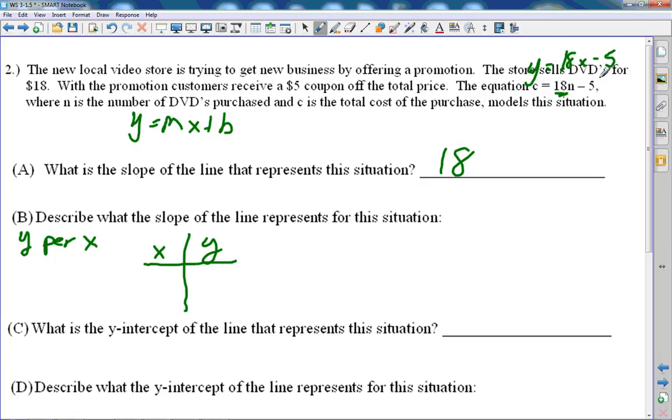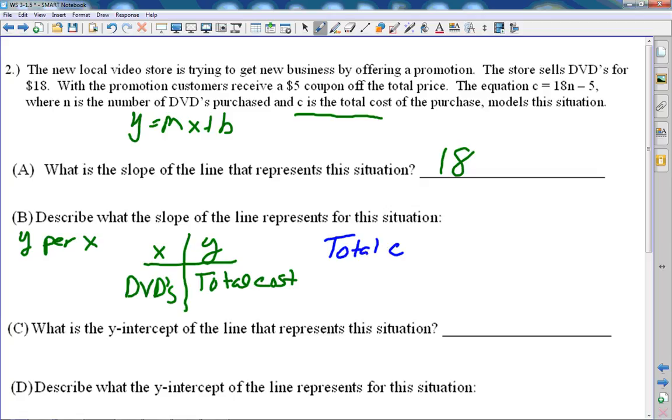Okay, first off, the y and the c are the same. C is the total cost, so my y is total cost. Well, what is it that they're buying? Okay, they're buying DVDs, so x is going to be the DVDs. So now, to figure out what this is, I have y, which is the total cost or the cost, per x. X is the DVD.